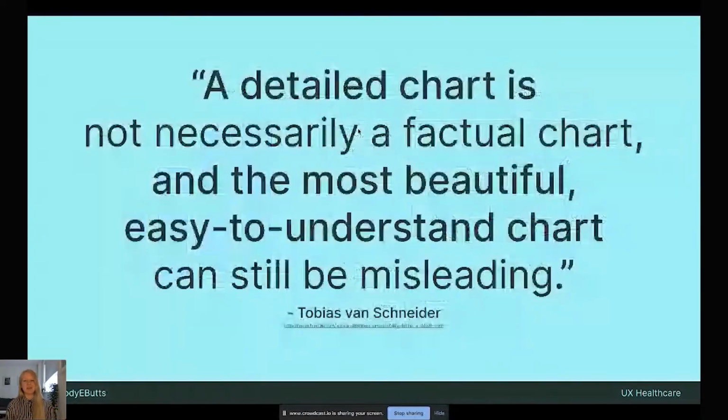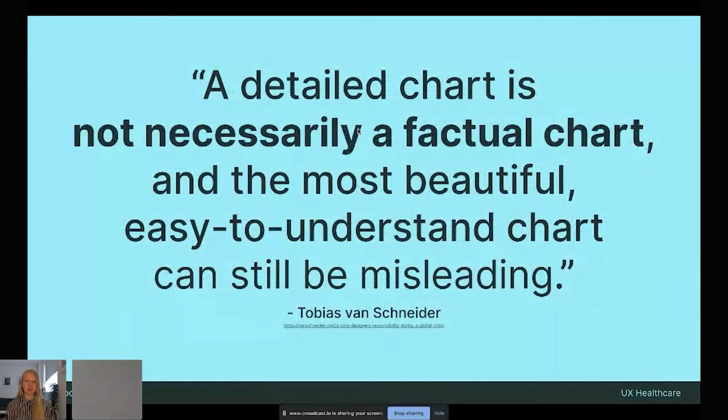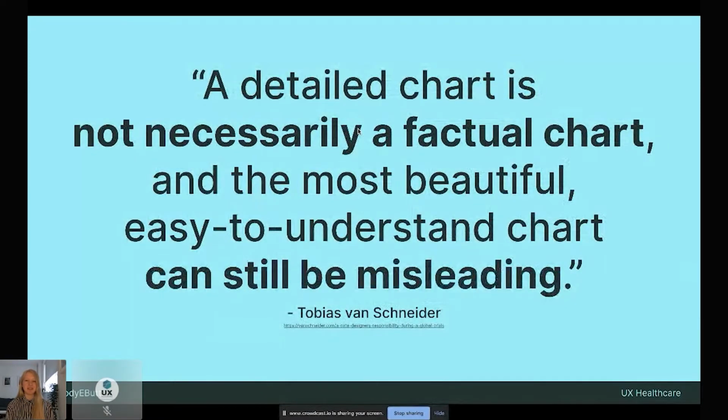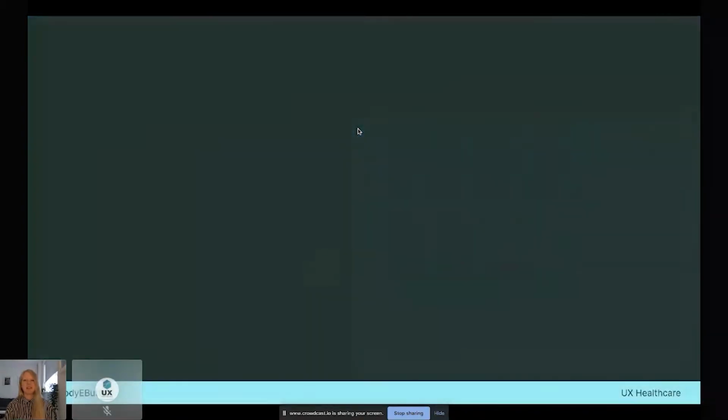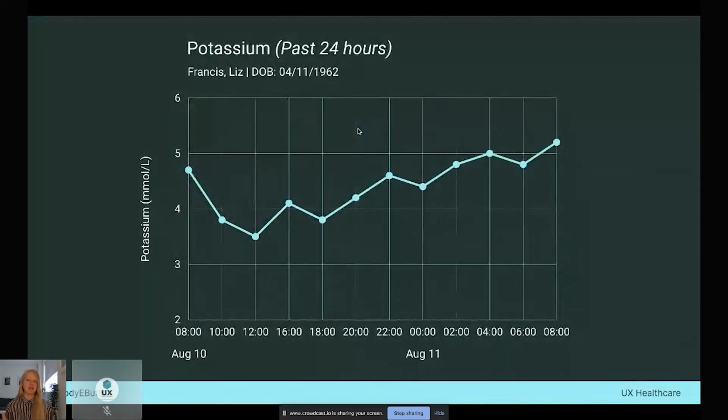And as Tobias said in this quote, a detailed chart is not necessarily a factual chart, and the most beautiful, easy to understand chart can still be misleading. And within healthcare and the medical industry, our stakes are just too high to not be very careful when we're talking about this. So, just an example to highlight the importance.